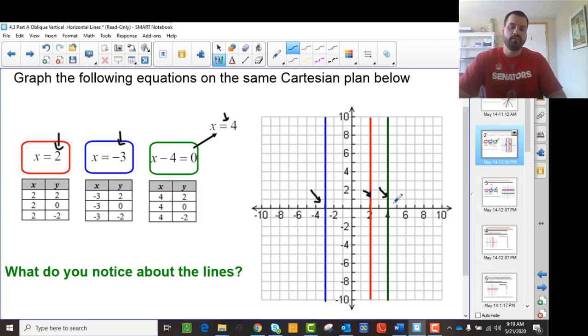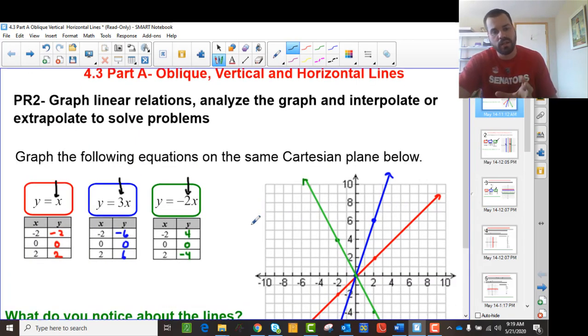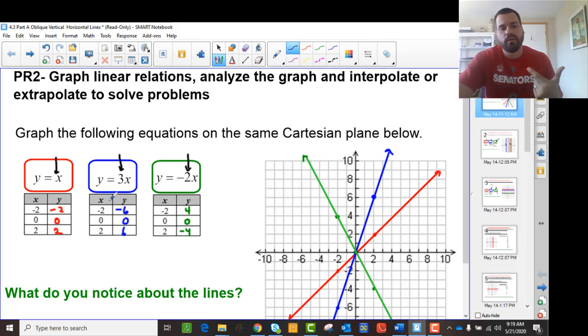So the difference, what we're trying to get you to recognize, is the difference in the equations. In these equations, which we said are slanted or oblique lines, there is both a y and an x.